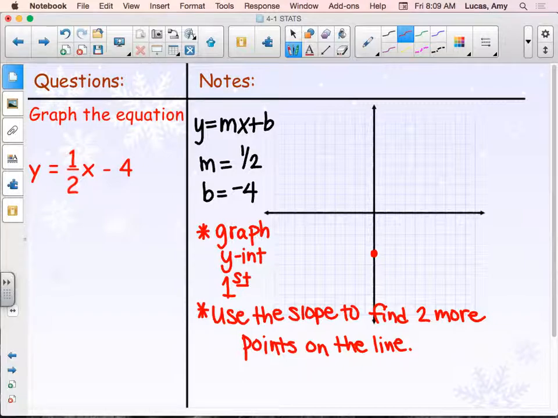Okay, the slope is 1/2. So a slope of 1/2 means I rise 1, run 2. So when the rise is a positive one, I'm going to go up 1. So rise 1, run 2, rise 1, run 2. Now I have 3 points on my line, and I can draw the line.